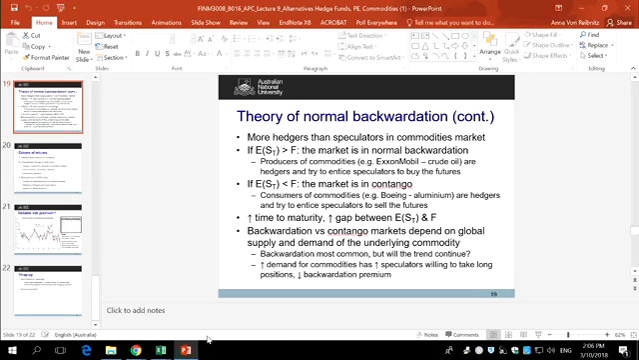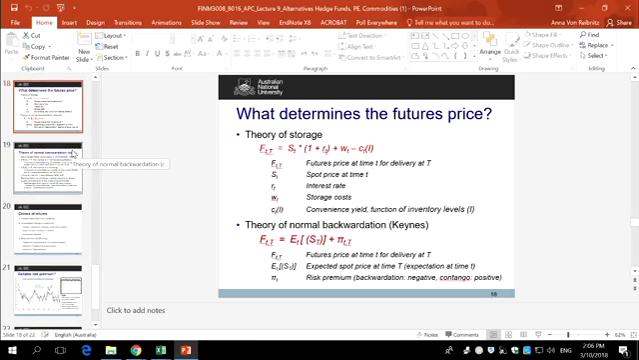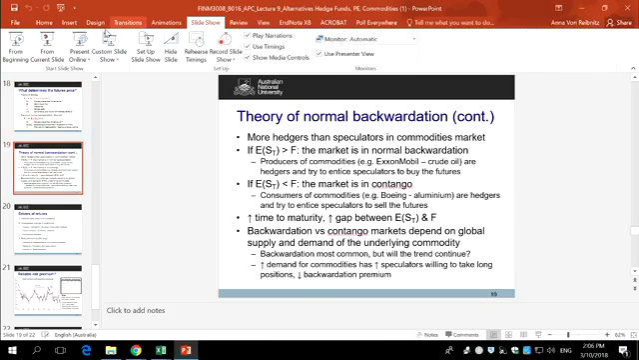Now, remember, we said that when it came to what determines a commodity's futures price, there were two main theories. The first is the theory of storage, and that's what you did back in Foundations of Finance. It's not a big focus of this course. What we focus on in this course is Keynes's theory of normal backwardation. The reason that we focus on it is that it isn't a no arbitrage argument like the theory of storage. It actually allows for what we call a risk premium to be earned because of an imbalance between speculators and hedgers. And it's that risk premium that helps us to understand why commodity returns have been strong in the past. And it also helps us to understand why commodity returns may not continue to be strong in the future.